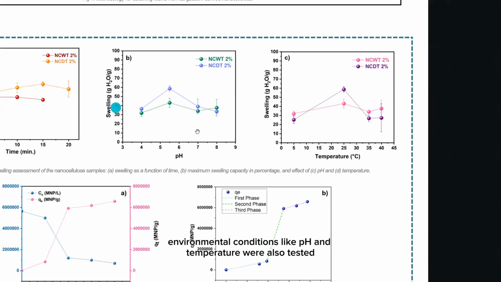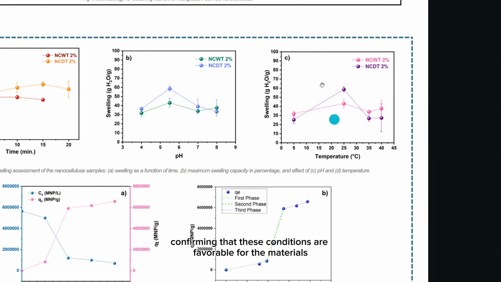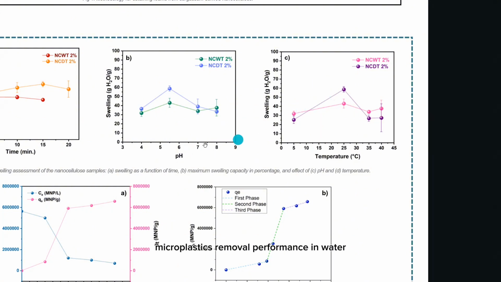Environmental conditions like pH and temperature were also tested. Optimal swelling occurred at a pH of 5.5 and room temperature around 25 degrees, confirming that these conditions are favorable for the material's microplastics removal performance in water.